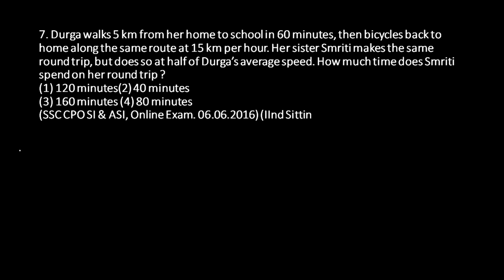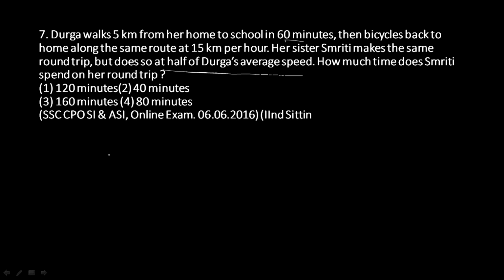Number 7 says Durga walks 5 km from her home to school in 60 minutes, then bicycles back home the same route at 15 km per hour. Her sister Smriti makes the same round trip but does it at half of Durga's average speed. How much time does Smriti spend on a round trip? So I'll solve it.